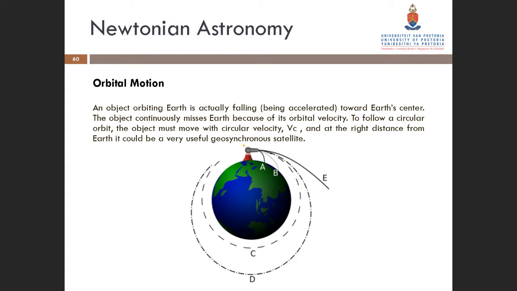An object orbiting Earth is actually falling, so being accelerated towards Earth's center. The object continuously misses Earth because of its orbital velocity. To follow a circular orbit, the object must move with circular velocity. At the right distance from Earth, it would be a very useful geosynchronous satellite. Are you comfortable with the terms of falling and missing Earth?